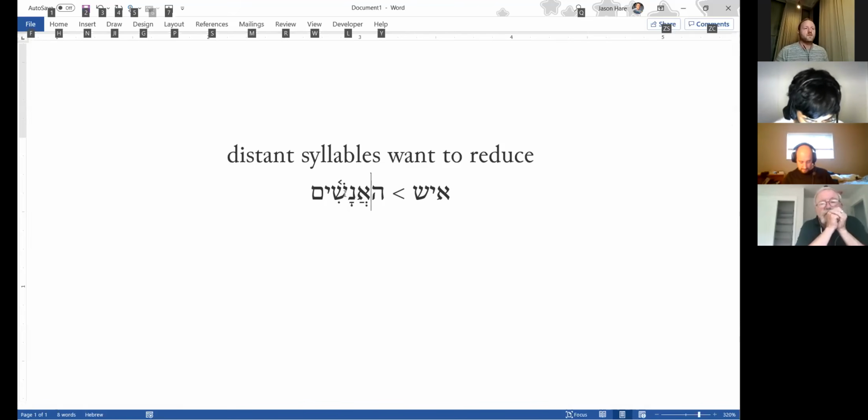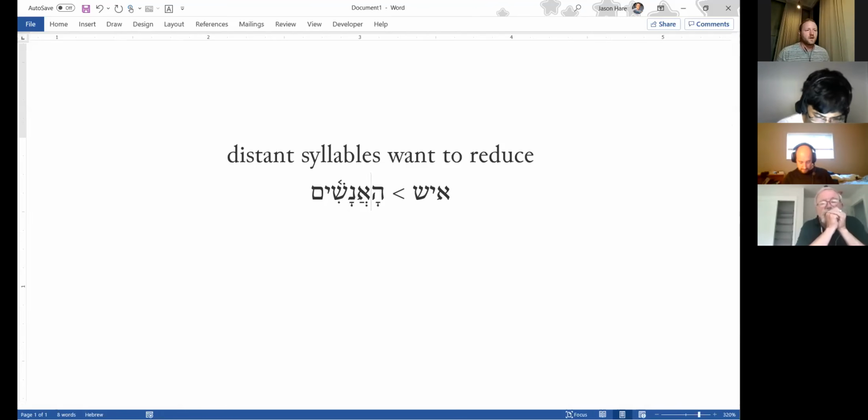But if we put the article on it, the article would want to be ha with dagesh. The aleph rejects dagesh, and the patach lengthens to kamatz. What the Masoretes did is mark this with meteg to tell us it's a long vowel in a distant syllable. It doesn't reduce, and it's okay. The meteg is holding the full vowel and not letting it reduce.